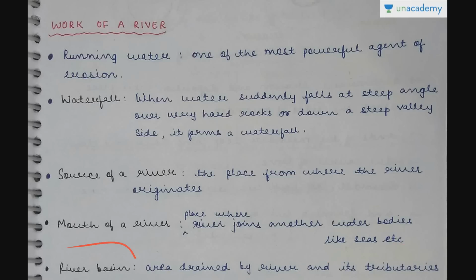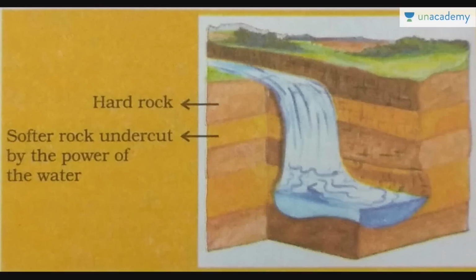And then there is a term, river basin. It is the area which is drained by a river and its tributaries. So this is the river and it has its tributaries here. The area which is drained by the water from this river as well as its tributaries is known as the river basin. It is also known as the catchment area.